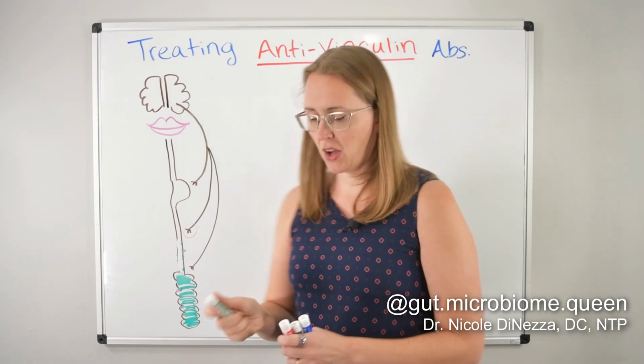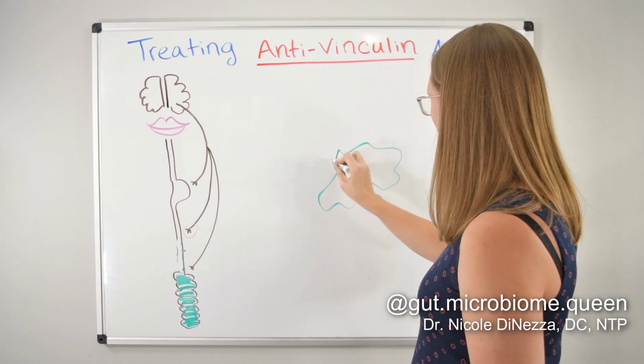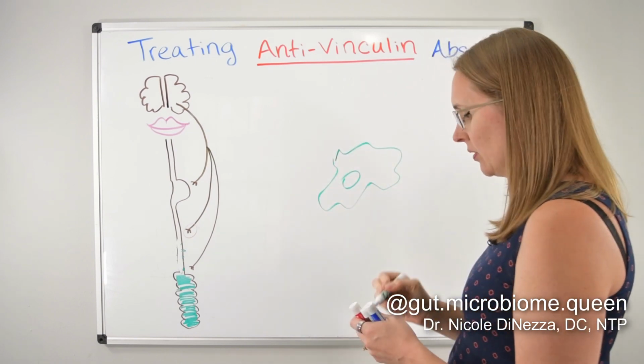Now, if we think about autoimmunity, or if we think of the immune system, here I'll just give us a nice squiggly looking monocyte or some sort of immune cell right here.